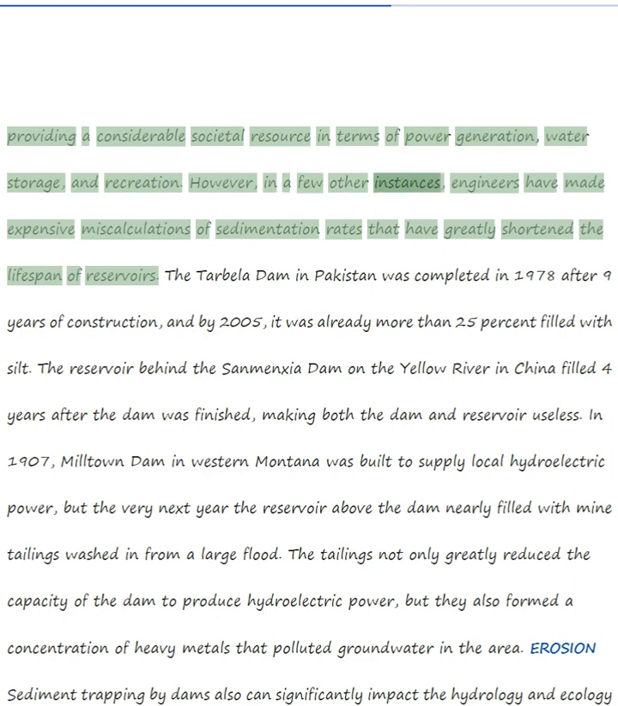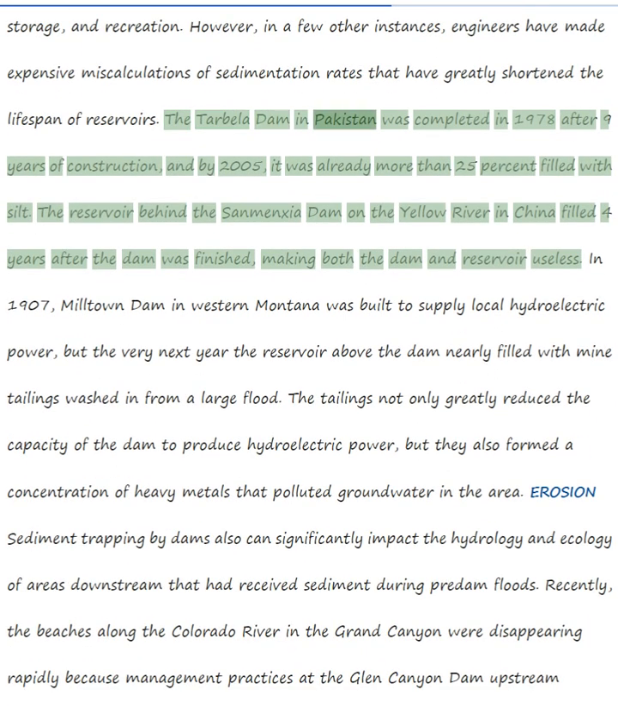However, in a few other instances, engineers have made expensive miscalculations of sedimentation rates that have greatly shortened the lifespan of reservoirs. The Tarbela Dam in Pakistan was completed in 1978 after 9 years of construction, and by 2005, it was already more than 25% filled with silt. The reservoir behind the Sanmenxia Dam on the Yellow River in China filled 4 years after the dam was finished, making both the dam and reservoir useless.